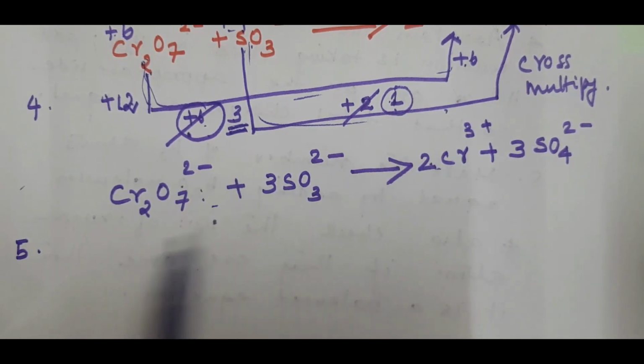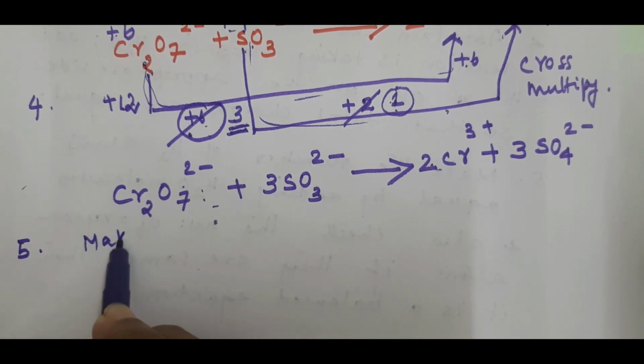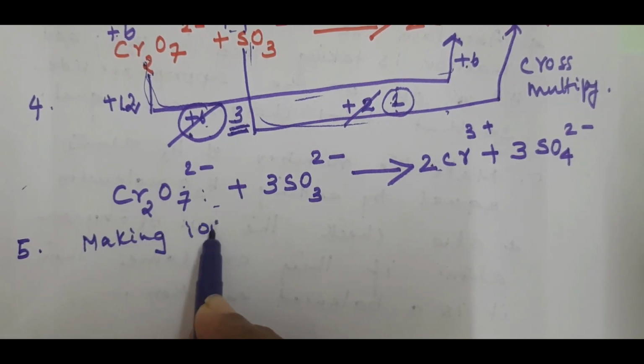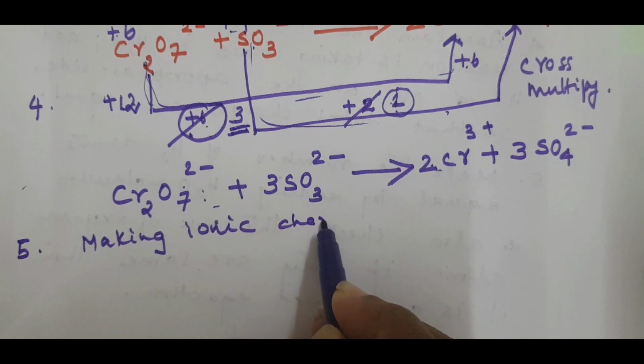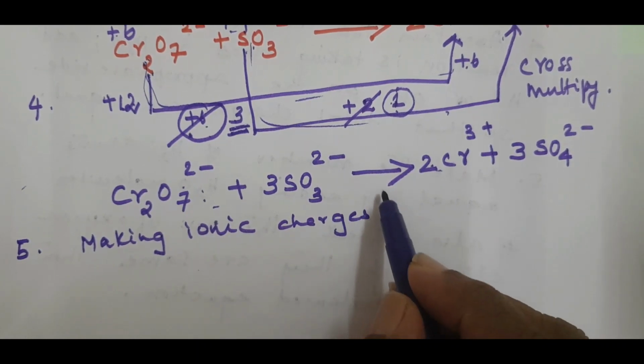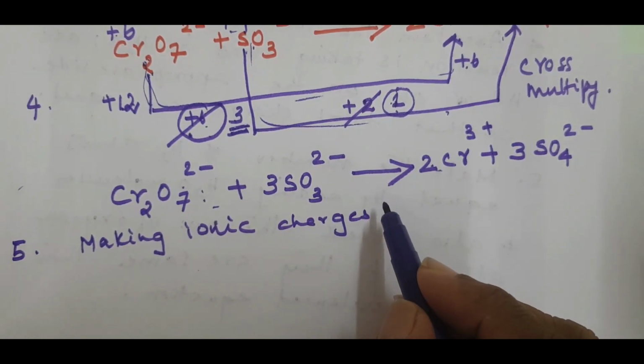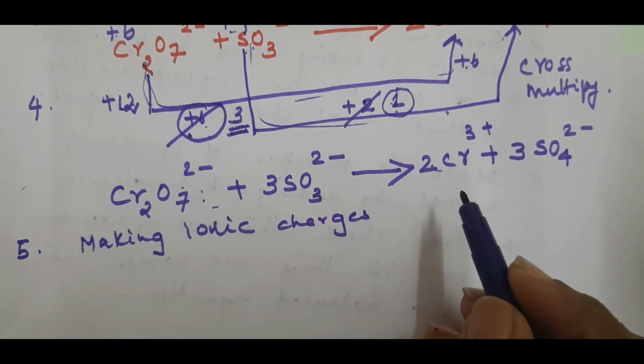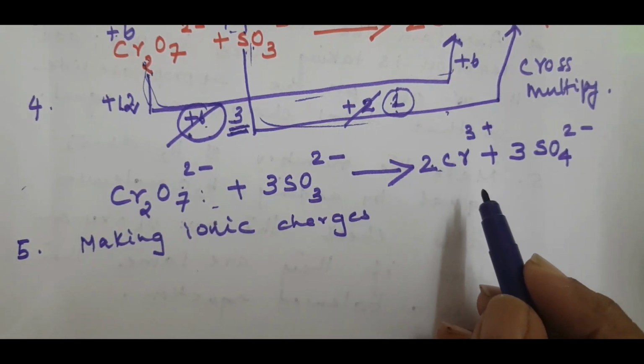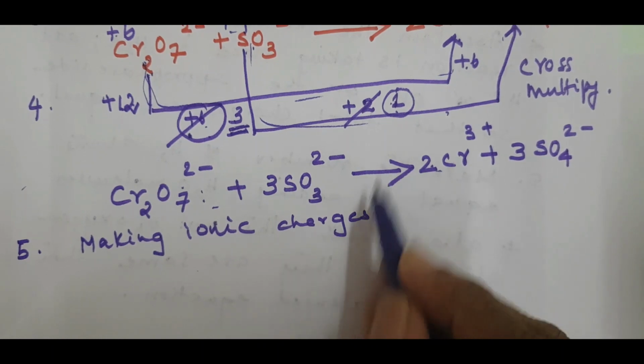So that is the next step: making ionic charges equal. There are different methods for this, right? I am taking the method given in your textbook. There is also another easier method that I will teach you later. So this is according to the textbook.